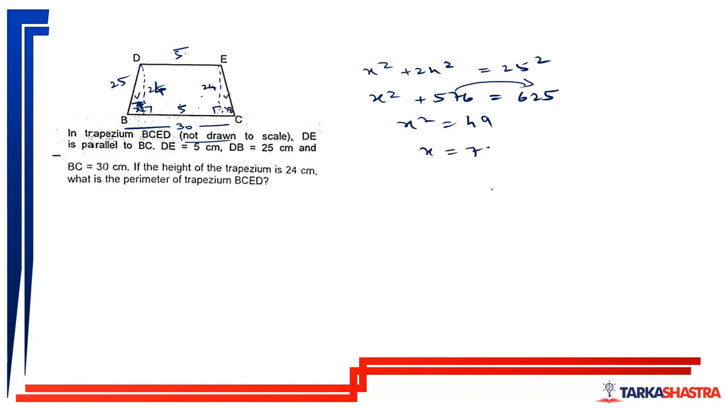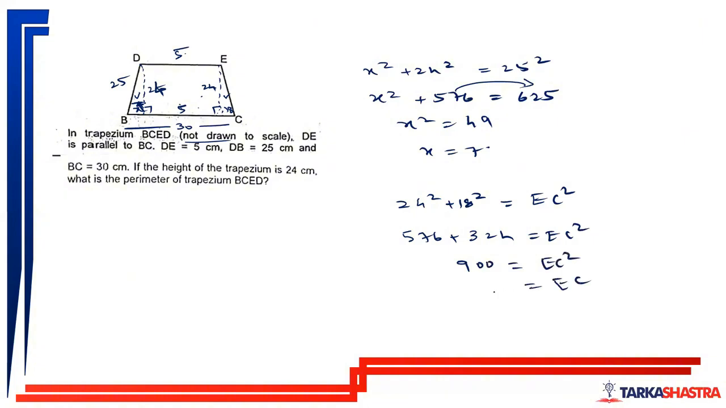Applying Pythagoras theorem here, 24 square plus 18 square is equal to EC square. What is 24 square? 576. What is 18 square? 324. So total is 576 plus 324 is 900. This is equal to EC square, which gives me EC is equal to 30. They are asking us to find out the perimeter of trapezium BCED. So this is 30, this is 30, 60. 60 plus 5, 65. 65 plus 25, 90. So the perimeter of BCED is 90.